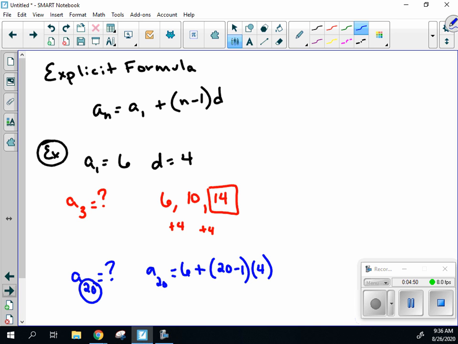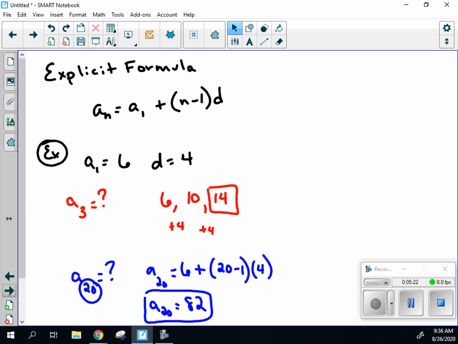times 4. I always like to put my common difference in parentheses. The reason being is because if you have a negative number, I don't want you to think that it's minus 6 or whatever that may be, just because it kind of looks like it versus multiplication. So that does make a difference. So you can just plug this right into your calculator or Desmos or whatever it is, or do it in your head, I don't care. And we would see that A20 is 82.